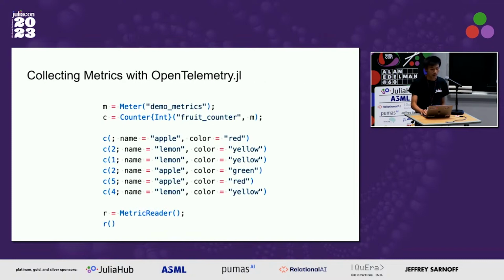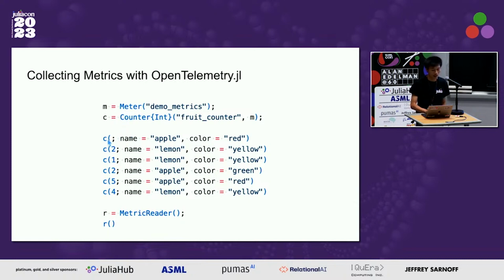The third part is collecting metrics in OpenTelemetry. To collect metrics, usually we will create a meter first, and then we create different kinds of instruments like a counter and associate the counter with the meter. Usually we will create many different meaningful, similar instruments so that they can be bundled together into a meter for better management.